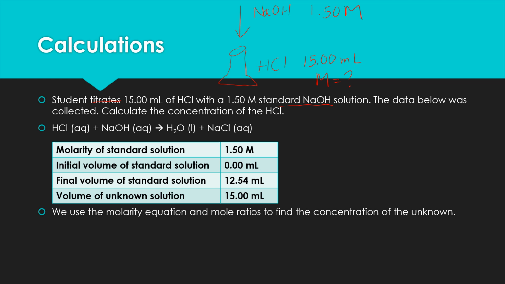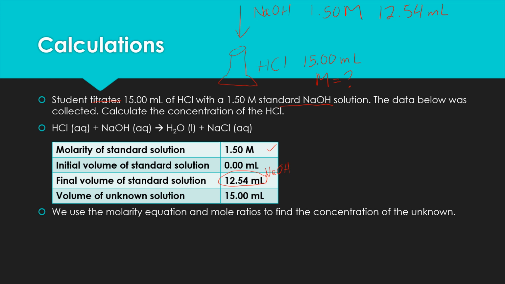So we have our molarity of our standard solution. We already knew that. We have an initial and a final volume of the standard solution. What we always want to do, making sure that we're looking at the same chemicals, so the standard solution is our NaOH, is subtract those two values to find the change in volume, how much we actually used. Well, it started at 0, and we've drained from the burette 12.54 milliliters. So that means that we used 12.54 milliliters of our standard solution.